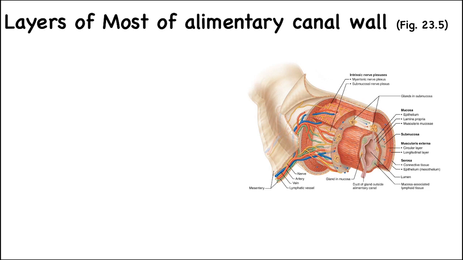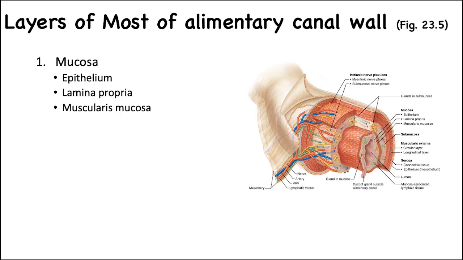So let's begin with the mucosa, the innermost layer. The mucosa consists of 3 sublayers. An epithelium that lines the lumen. For most of the alimentary canal, the epithelium will be simple columnar epithelium with goblet cells. Moving outward, the next sublayer of the mucosa is the lamina propria, which is loose connective tissue. The third sublayer of the mucosa is the muscularis mucosa, consisting of 2 thin layers of smooth muscle.